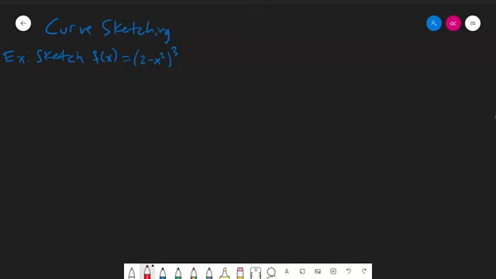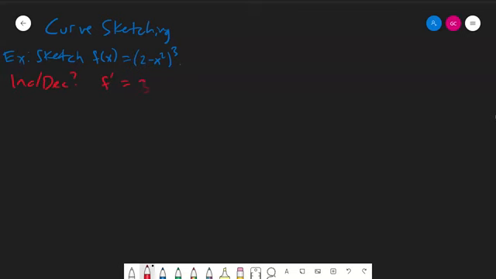Let's use calculus to help us sketch a graph of f of x equals (2 minus x squared) cubed. Now for a polynomial like this, the most useful tools are to find where your function is increasing and decreasing. So, to find where it's increasing and decreasing, we need to find the first derivative and find where it's positive and negative.